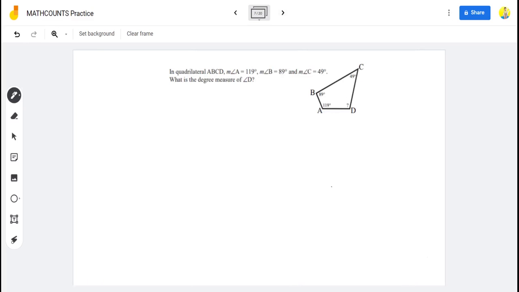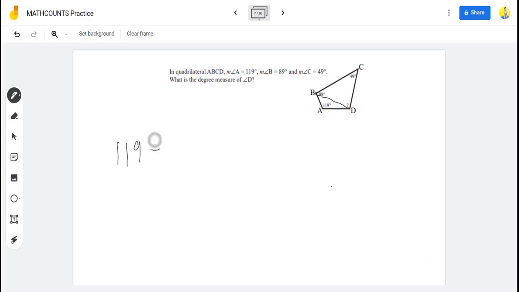In quadrilateral ABCD, measure of angle A equals 119 degrees, measure of angle B equals 89 degrees, and measure of angle C equals 49 degrees. What is the degree measure of angle D? The sum of the angles of a quadrilateral is equal to 360 degrees, since you can split the quadrilateral into 2 triangles. And the sum of the measures of the angles of a triangle is 180 degrees. So the measure of all the angles of a quadrilateral is 360 degrees.